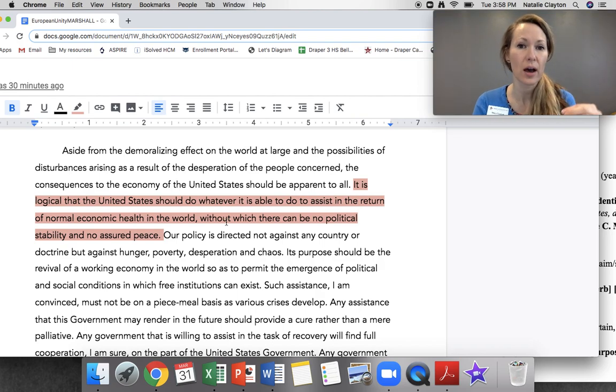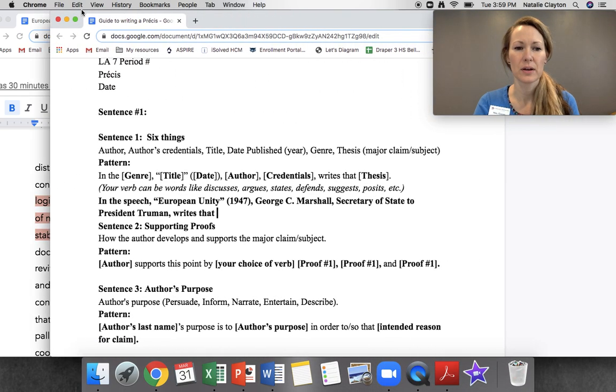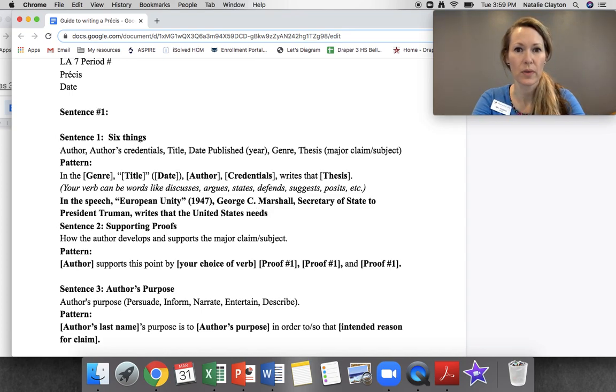The United States should help Europe recover from World War II. So let's write that. We don't need to write exactly what I have highlighted there. That's just giving you a hint. So he writes that the United States needs, so this is what he wants to have happen. This is the whole point, the reason that he's giving this speech.